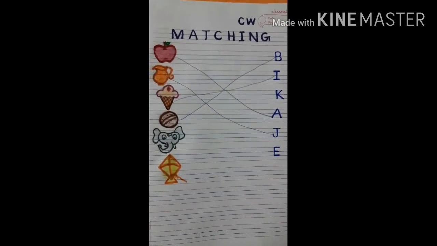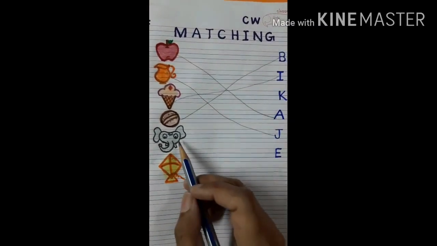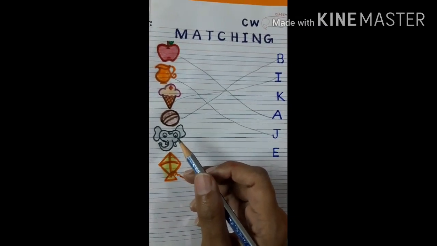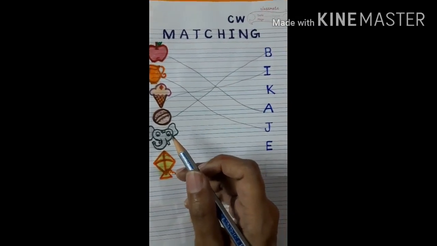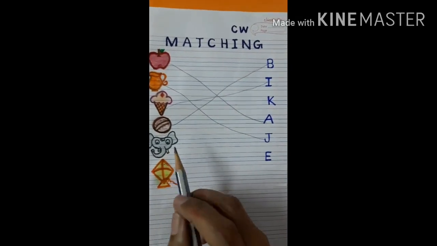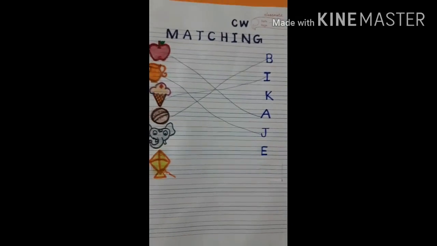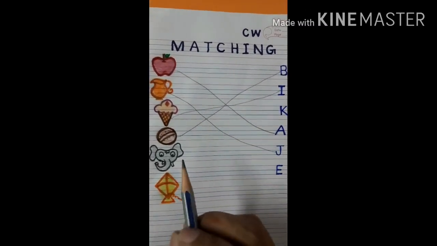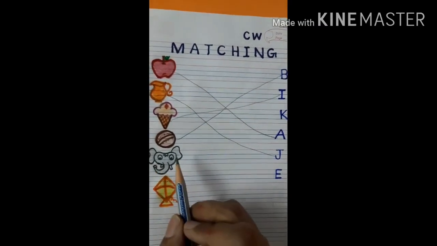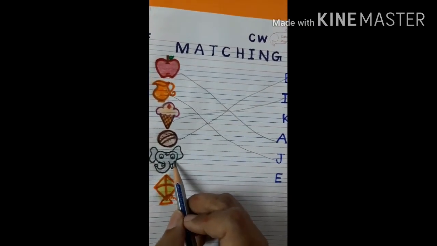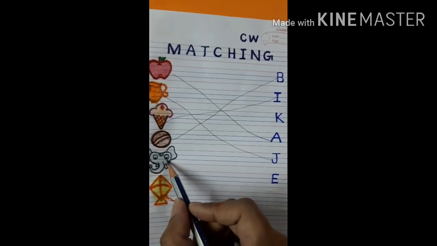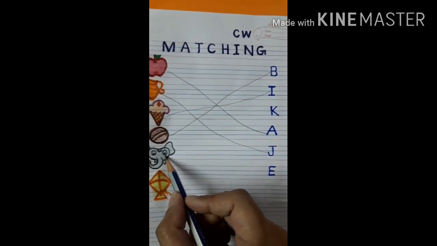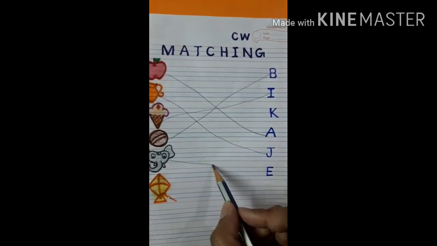Now, children, look at the next picture. Next picture is of elephant. Elephant belongs to which letter? E. So, keep the pencil on elephant. Let's match elephant with their letter E.